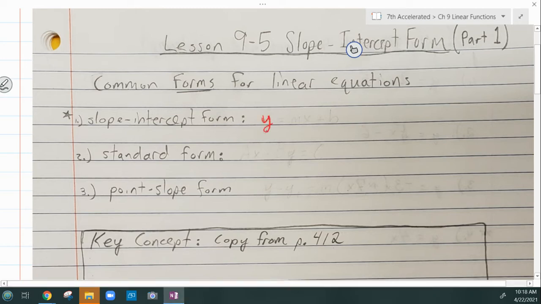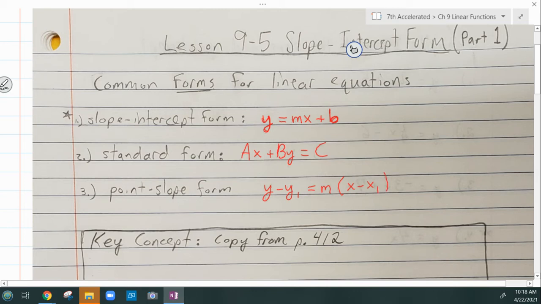The first form, and the one we're going to be focusing on today, is called slope-intercept form. That's y equals mx plus b. The second form is called standard form, and that's Ax plus By equals C. It's important to make the A, B, and C capital. And the final form is point-slope form: y minus y1 equals m times x minus x1.